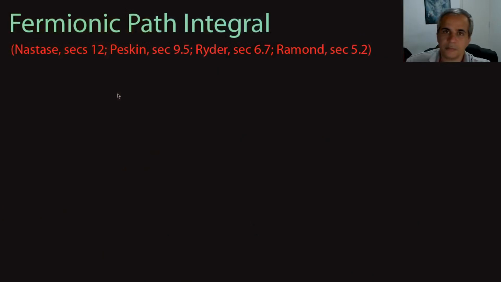What we want to do today is take a look at how you would go about making a path integral for those fields. I listed here the main references where you see this path integral done for fermions, and today we're following basically the second half of section 12 of Anastasis.